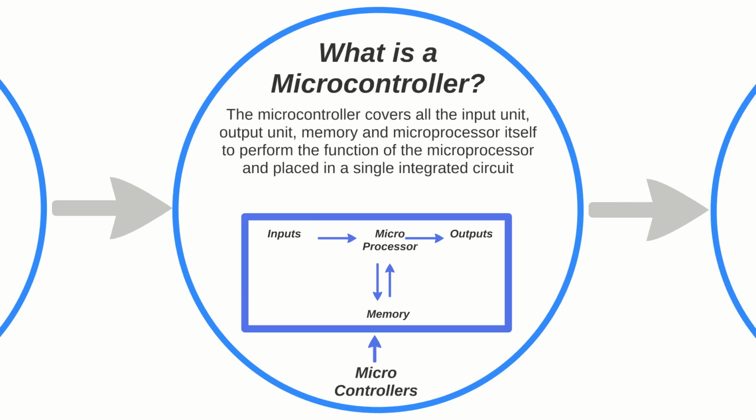What about a microcontroller? The microcontroller covers all the input, output, memory, and microprocessor units to perform the function of the microprocessor and is placed in a single integrated circuit. That means microcontrollers include a microprocessor. In addition, they also include input, output, and memory units. You can imagine a microcontroller as a computer case without a monitor, keyboard, and mouse. That means you have a computer case as a microcontroller.